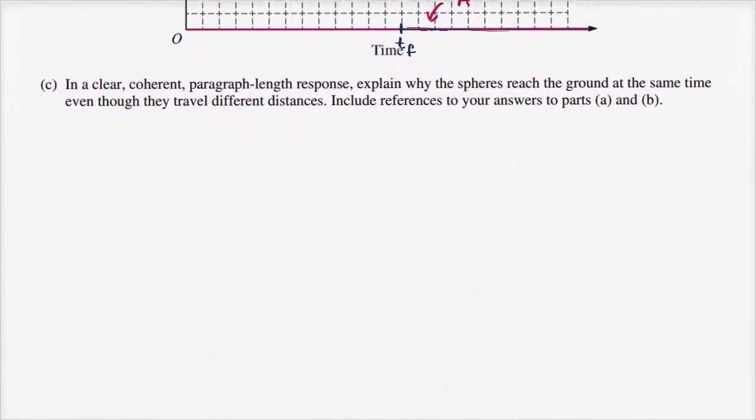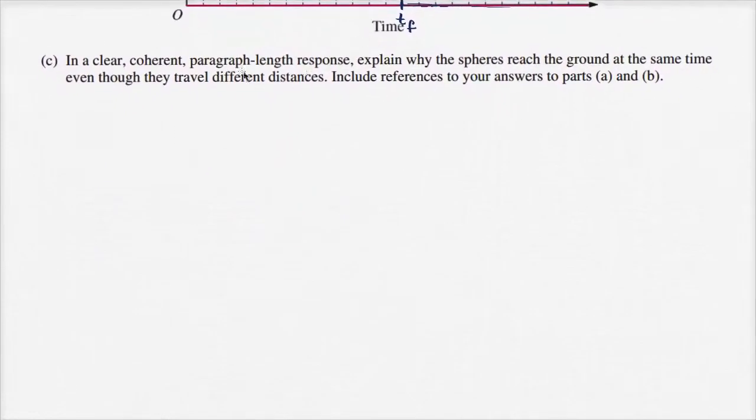Finally, in a clear, coherent paragraph length response, explain why the spheres reach the ground at the same time, even though they travel different distances. Include references in your answers to parts A and B. All right, so let me think about it. I'll try to write a clear, coherent paragraph length response.